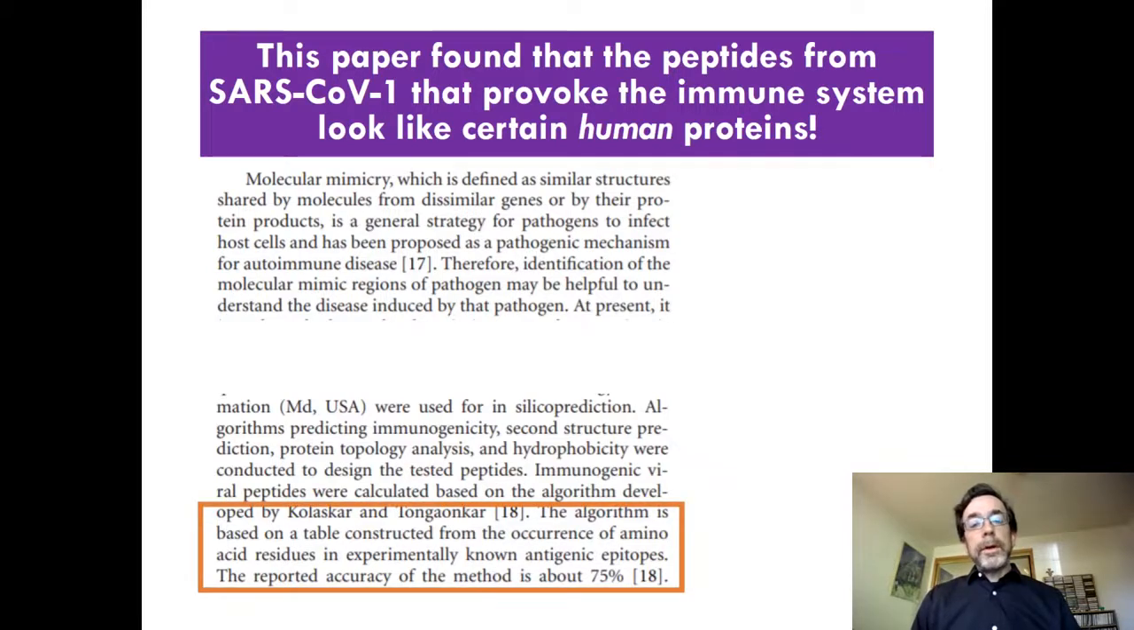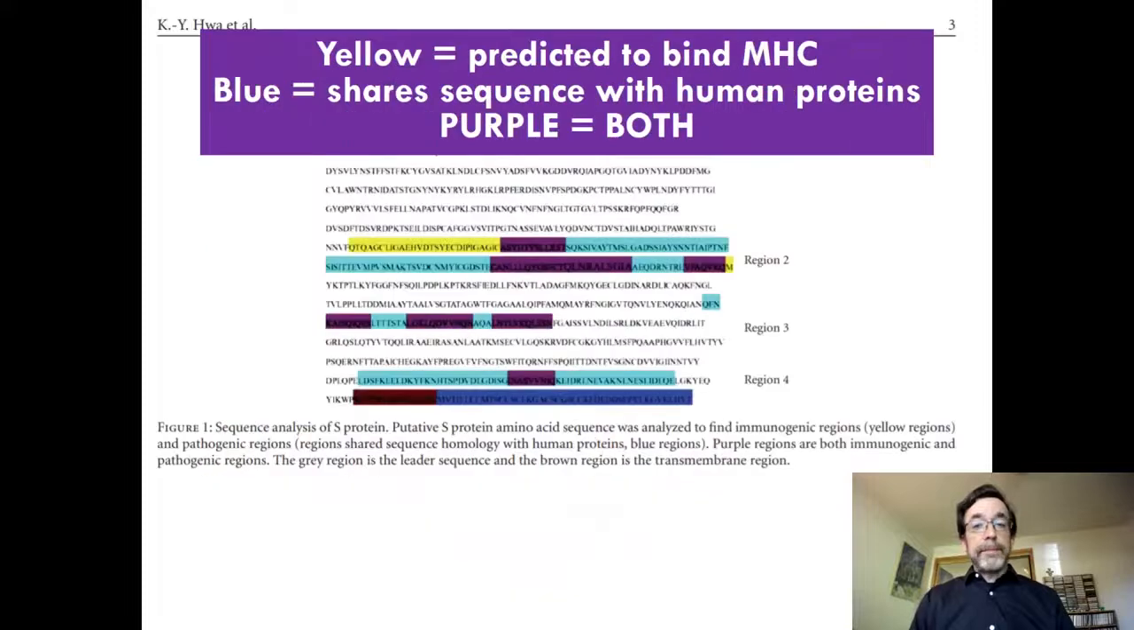Now I just want you to notice right here, they used an algorithm. This algorithm isn't necessarily very smart, it's sort of statistical. They take all the peptides that they know bind a certain MHC, and they basically just take the statistical patterns of those peptides. And they say, does this sequence match those patterns or not? If it matches those patterns well, then I'll say I think it binds the MHC. It's not necessarily terribly accurate. Reported accuracy of this method is about 75%. But it's a simple way to narrow down the field.